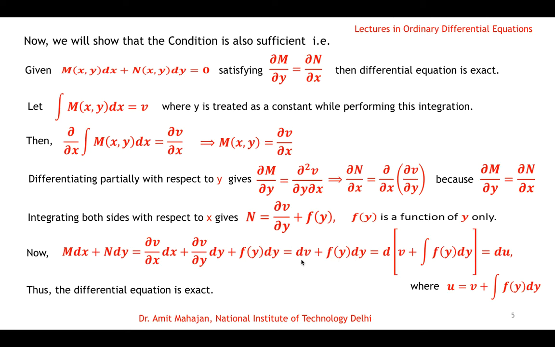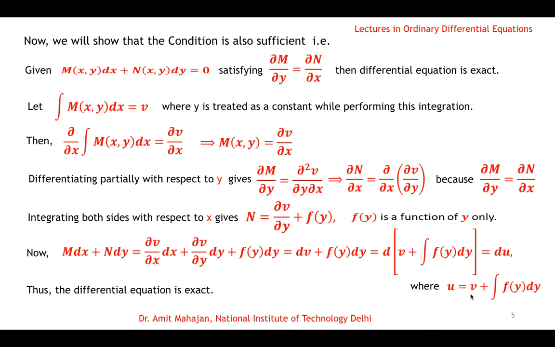Okay, and we can write this whole quantity as derivative of v plus integral fy dy, because the derivative of integral fy dy is fy dy only, and this whole we choose as u. So we can write d of u, where u is v plus integral fy dy. So what we have proved is m dx plus n dy can be written as derivative of some u, where u is a function of x and y. So the given differential equation satisfies this, is exact, because this left hand side we can write as derivative of some function u, where u is now known.